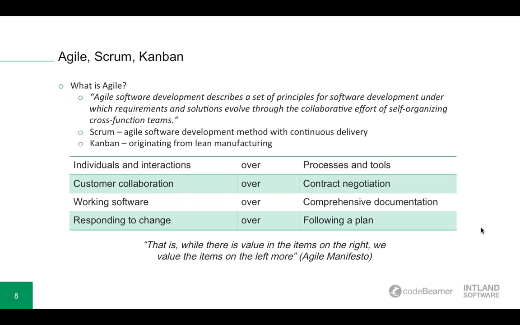We can continue with the introductions of Kanban and Scrum, but in order to understand these terms, we will first need to also understand Agile. Agile software development describes a set of principles for software development under which requirements and solutions evolve through the collaborative effort of self-organizing cross-functional teams.